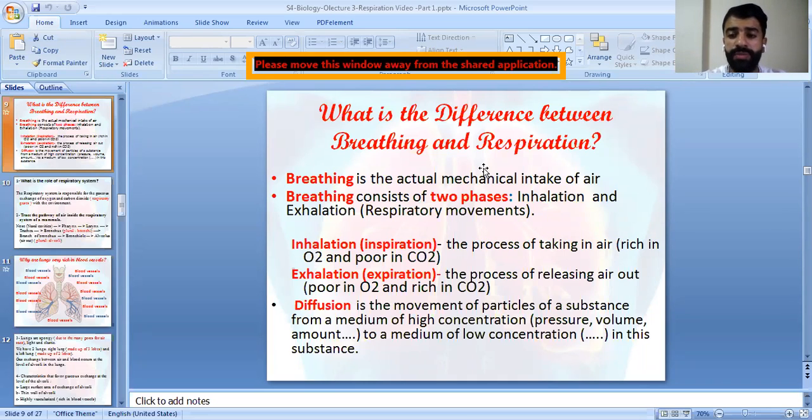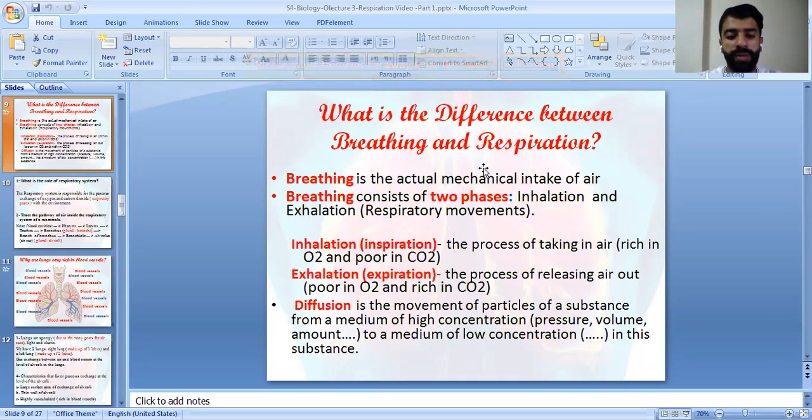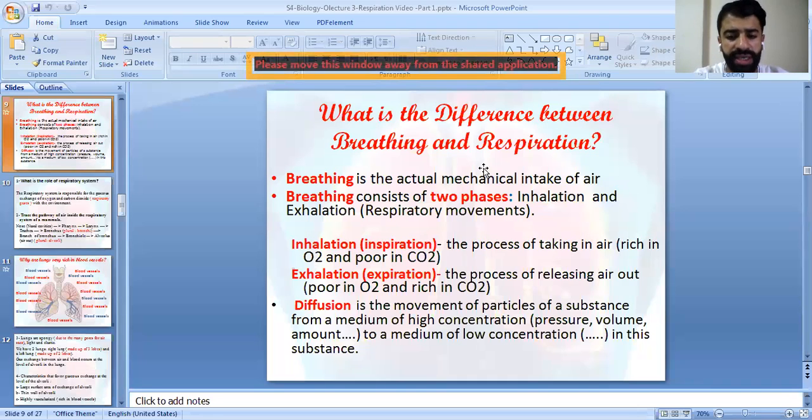Diffusion is the movement of particles of a substance from a place of high concentration of the substance, or high pressure of the substance, or high volume of the substance, to a medium of low concentration, or low pressure, or low volume, or low amount of this substance.